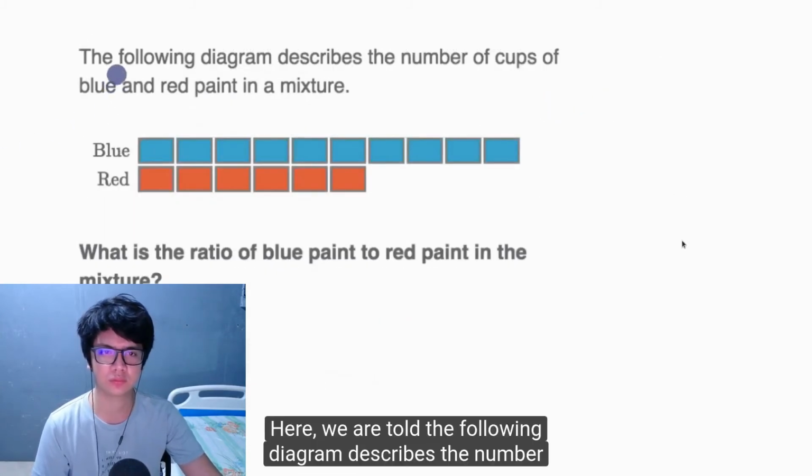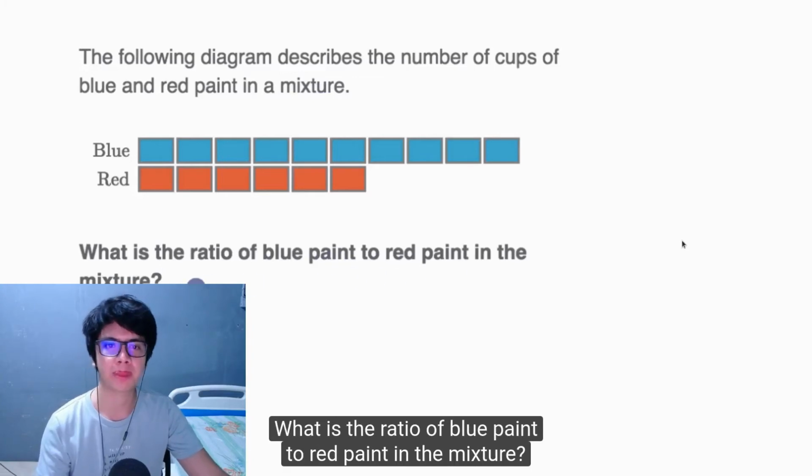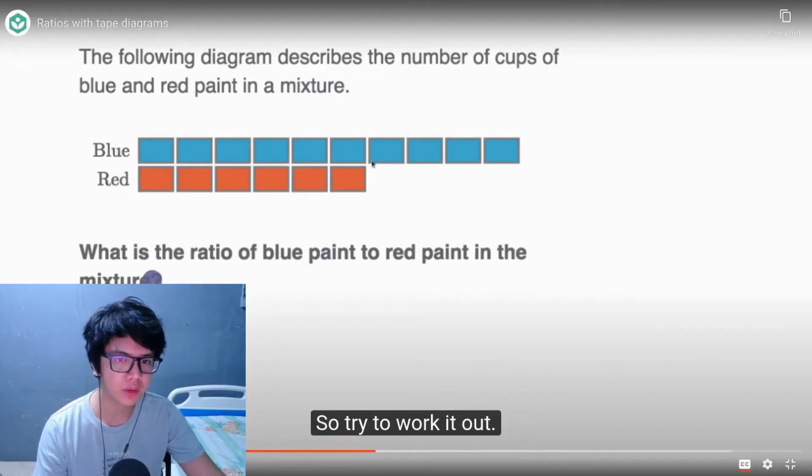Here we are told the following diagram describes the number of cups of blue and red paint in a mixture. What is the ratio of blue paint to red paint in the mixture? So try to work it out. All right, so let's just see.